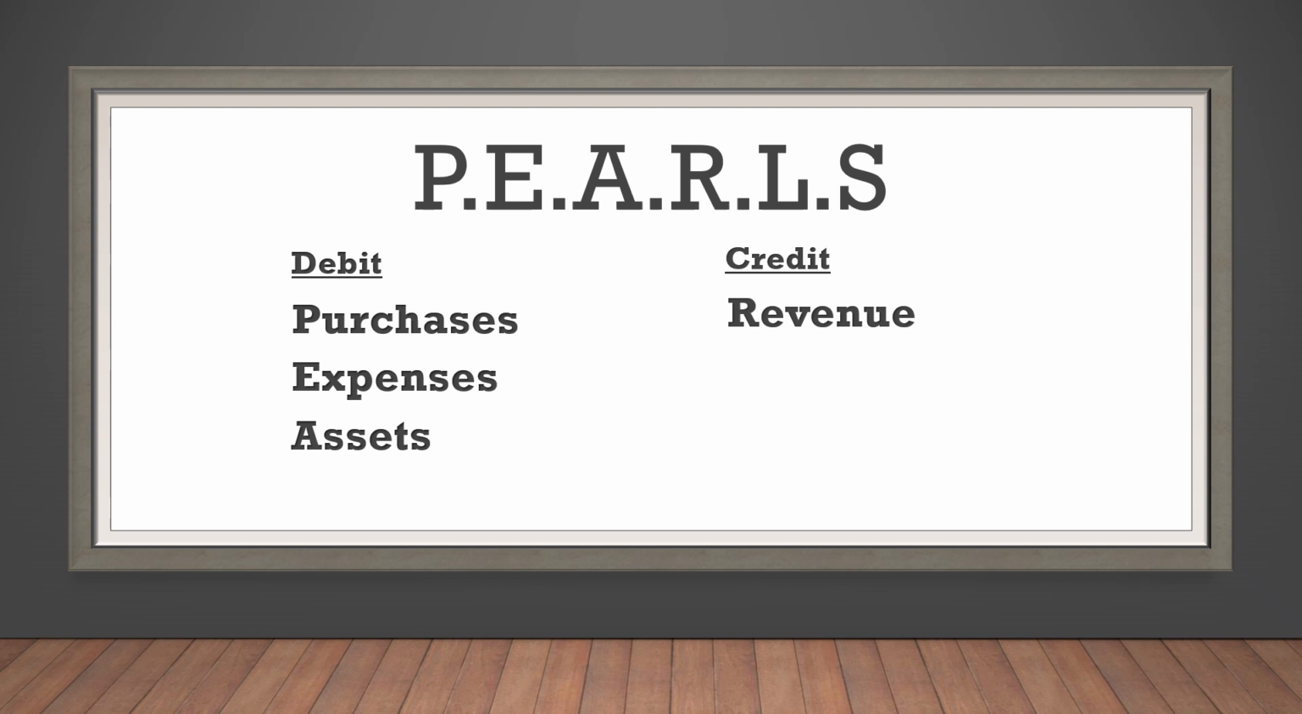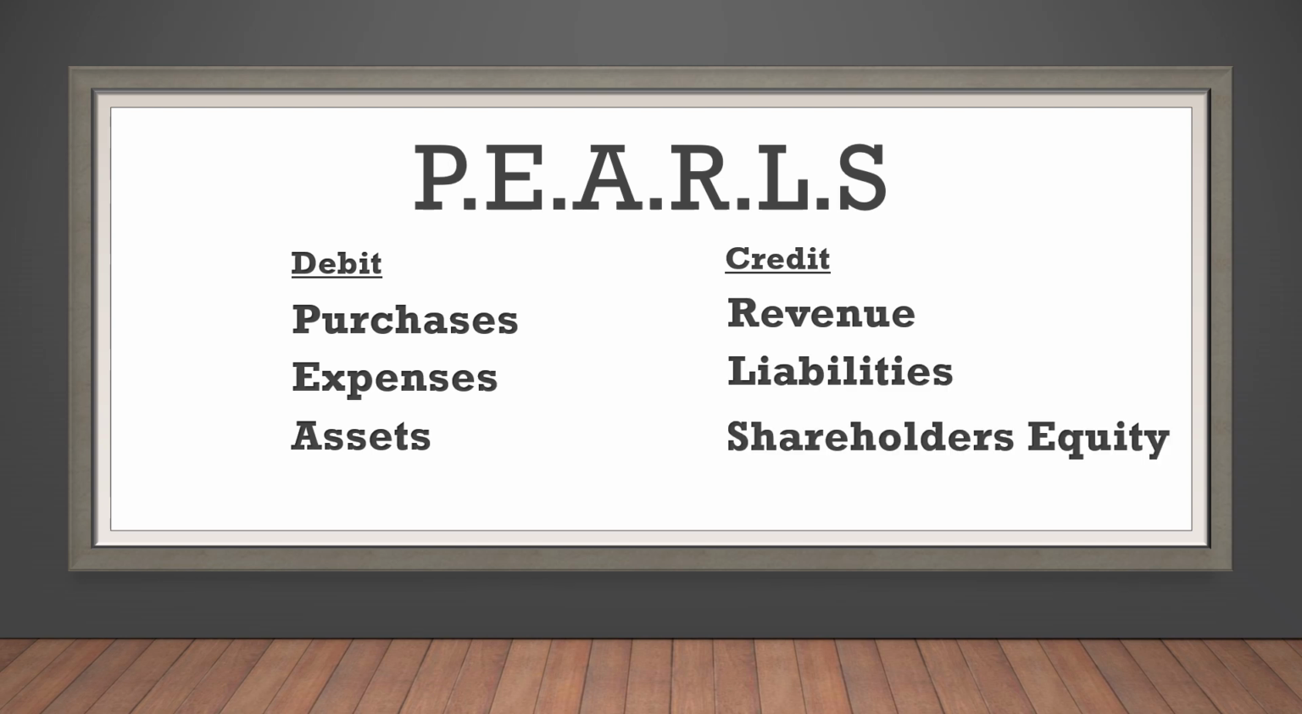And then we have revenue, liabilities, and shareholders' equity. So any increase in any of those three, revenue, liabilities or shareholders' equity, will go on the credit side. Again, there's nothing good or bad here. This is just a classification system to make sure that when a debit occurs for, say, £100, a credit will also occur for exactly the same amount.